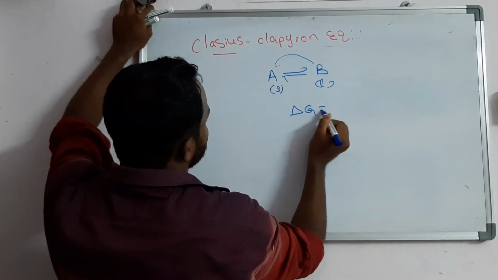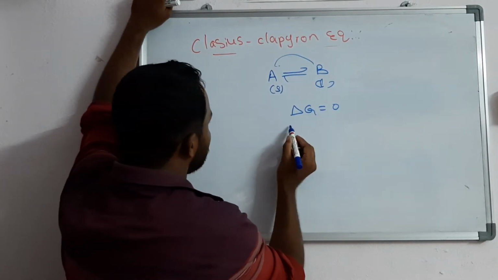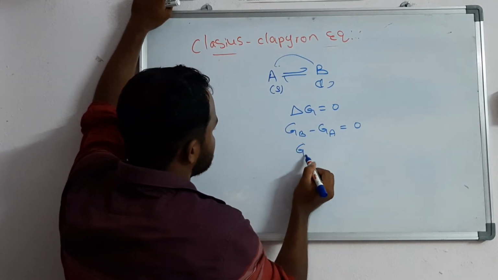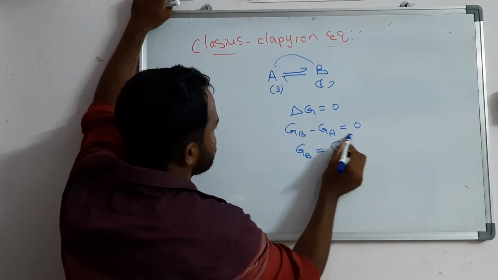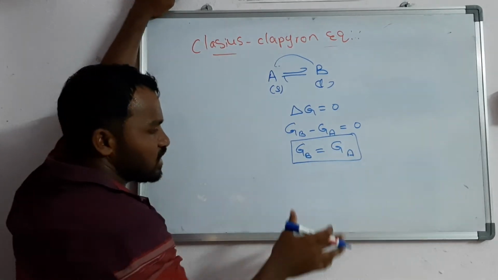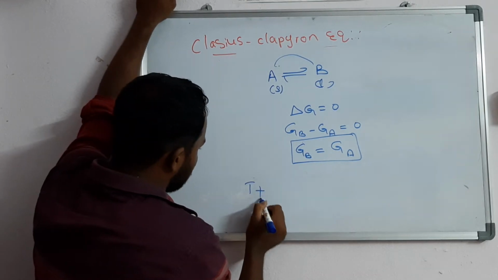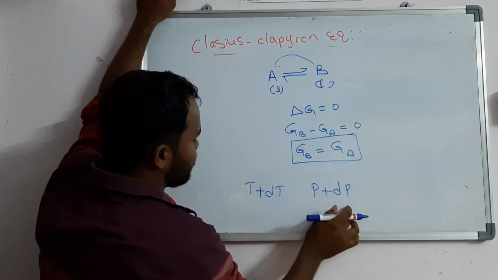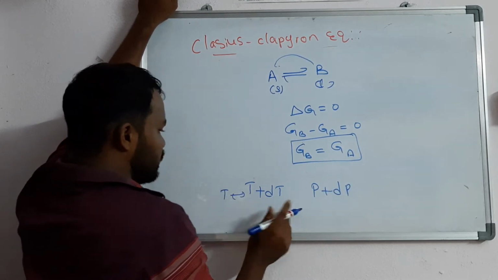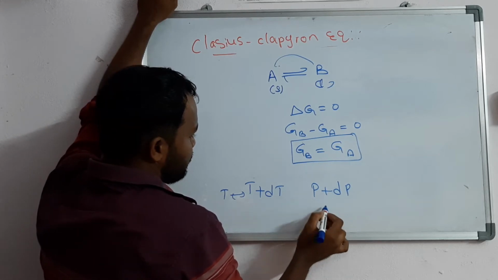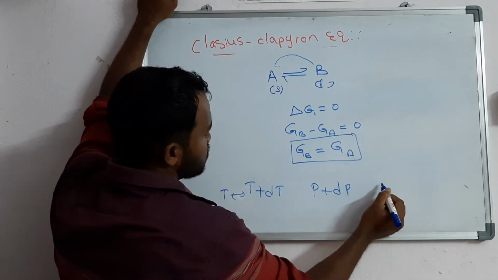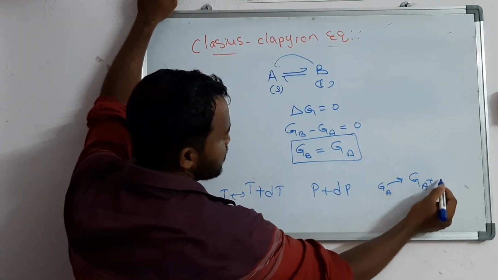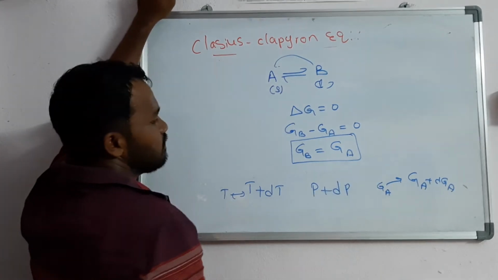Delta G is equal to 0 at equilibrium. That means Gb minus Ga, the change in the Gibbs free energy, is 0. That means Gb is equal to Ga. Whenever temperature changes from T to T plus dT, and pressure changes from P to P plus dP, Ga changes to Ga plus dGa, and Gb changes to Gb plus dGb.